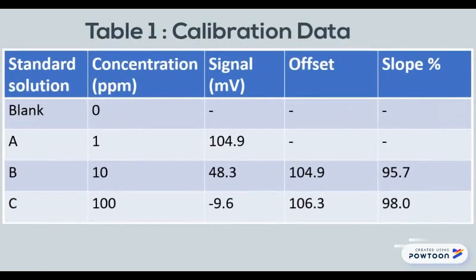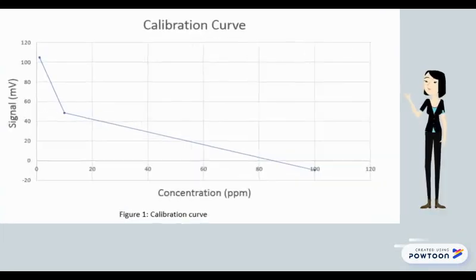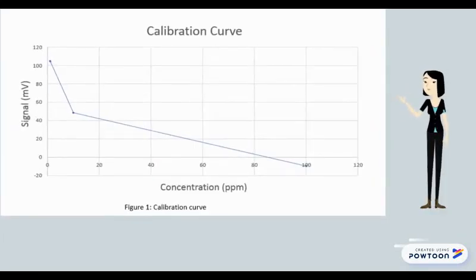Table 1 shows the concentration and signal of the standard solution we prepared. We are using the data from the table to plot the calibration curve. And this graph is the calibration curve that has been plotted. From the graph, we can clearly see that there are two different slopes which we are going to further discuss later on.